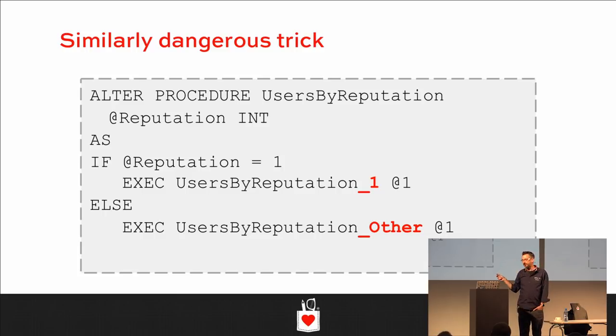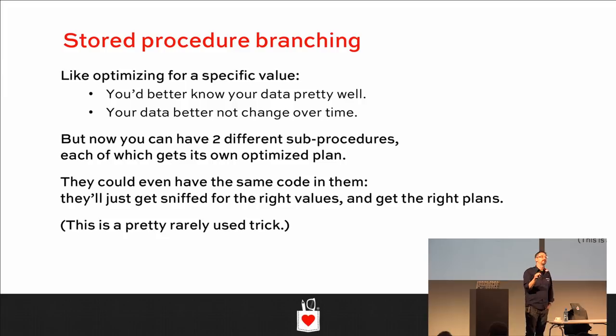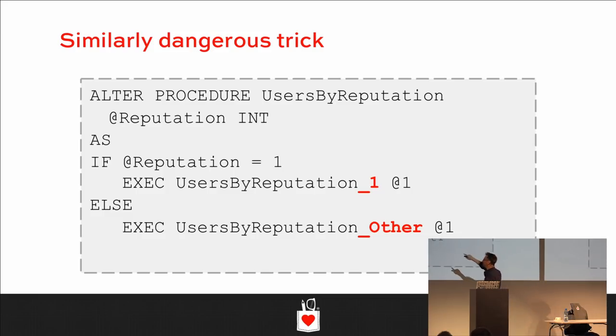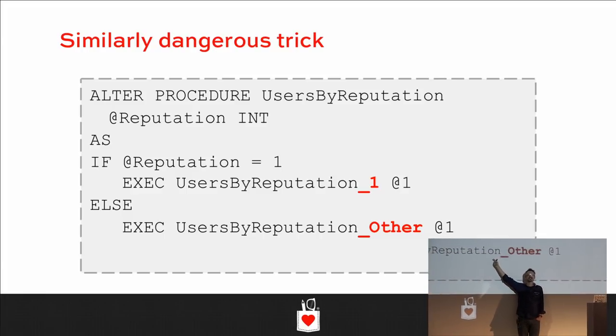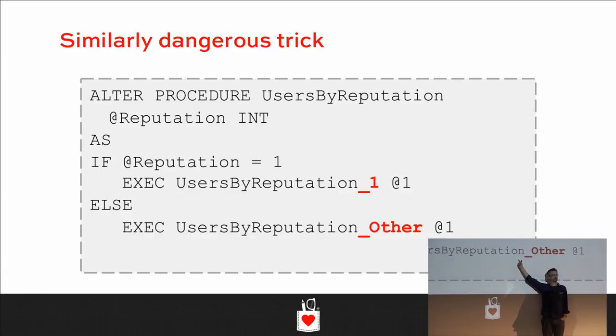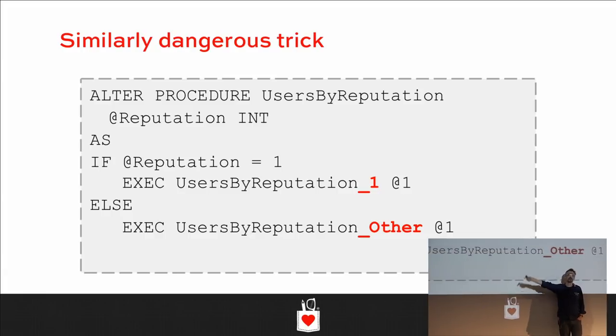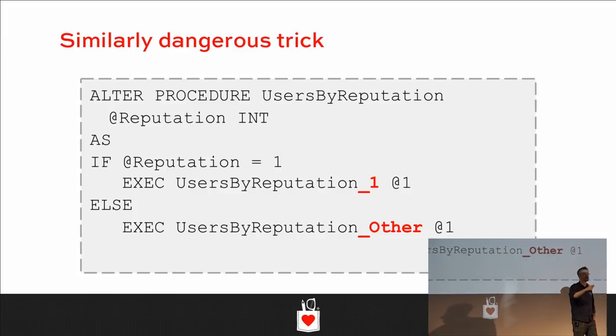This is also embedding a little dangerous business logic inside my code. But this is the kind of trick that you can use when you have to scale something really big quickly and you're not allowed to change the underlying tables. You can also do lists of numbers in here if you like. But the part that I find especially mind-blowing is that both of these stored procedures could have exactly the same code in them. They'll just get different execution plans because they're different stored procedures.